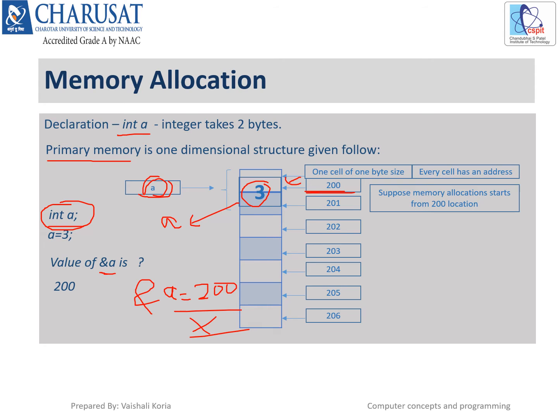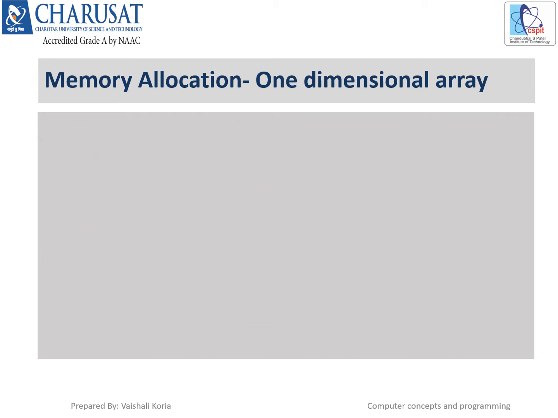Now if we see the memory allocation of this one dimensional array, you can see that A is the array of 5 size and the data type is integer, and total 5 integer values are there. Now if I want to allocate memory to this, it will be allocated automatically by the system. But how is it actually allocated?